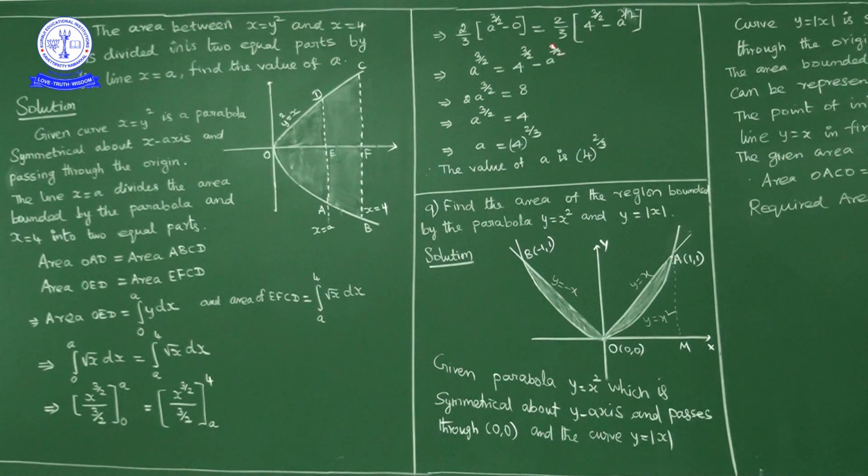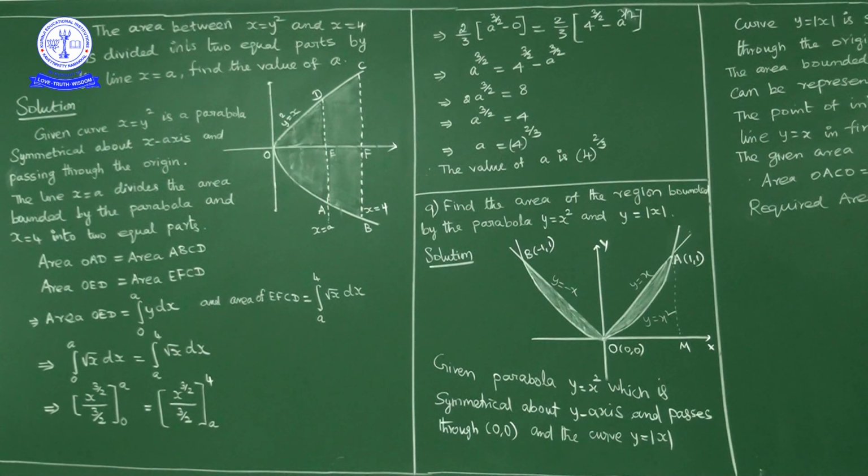Now minus a power 3 by 2 comes to this side, plus a power 3 by 2, already a power 3 by 2 is there, a power 3 by 2 plus a power 3 by 2 is 2 times a power 3 by 2 is equal to 4 power 3 by 2. 4 power 3 by 2 is nothing but 2 power 2 whole power 3 by 2, 2 cube is nothing but 8. So both sides 2 cancel, a power 3 by 2 is equal to 4, a is equal to 4 power 2 by 3. Therefore the value of a is 4 power 2 by 3.